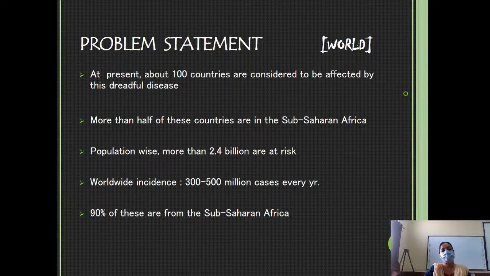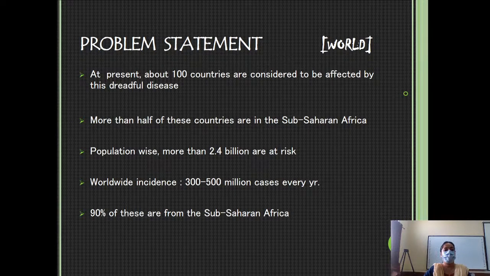And governments, since it is an endemic disease, have their measures in place, but nothing significant is happening anywhere to eradicate the disease altogether. Population wise, if you look at it, more than 2.4 billion people around the world are at risk every year.